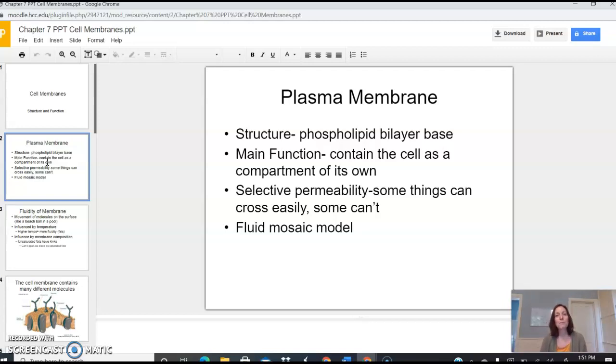There are also proteins and carbohydrates throughout, as well as cholesterol. So the main function of the cell membrane is to contain the cell as a compartment on its own. The plasma membrane, both on the exterior of the cell and at the nucleus of a eukaryote, is selectively permeable, and that means that some things can cross it and some things can't. It's often described as a fluid mosaic model because those phospholipids, being lipids, have a degree of viscosity. They are kind of liquidy. Some are more liquidy than others.